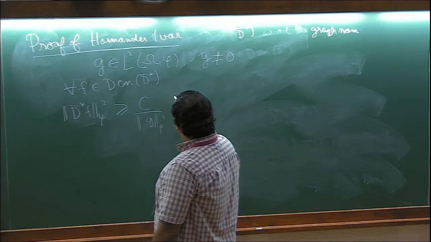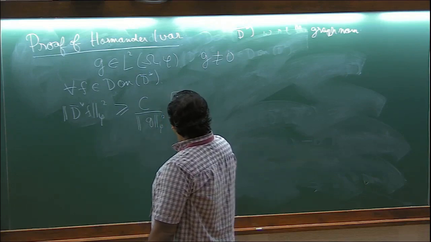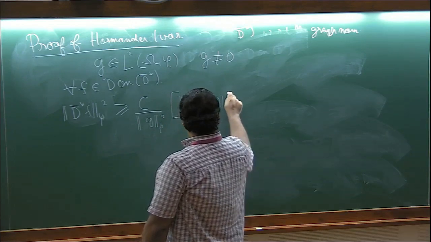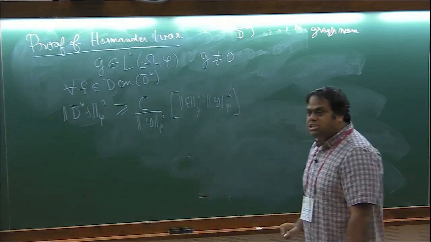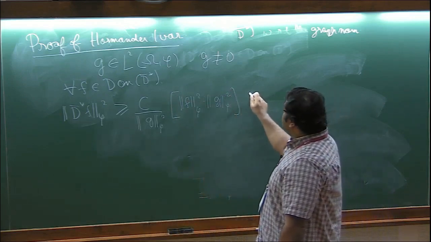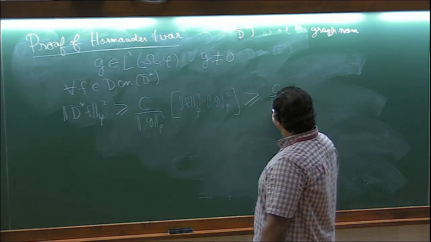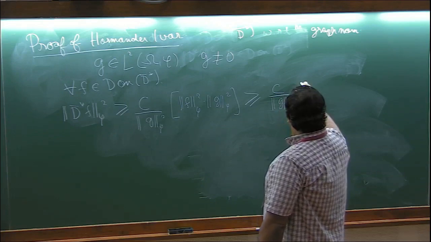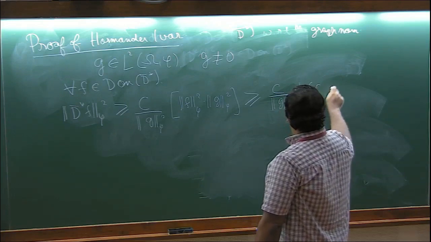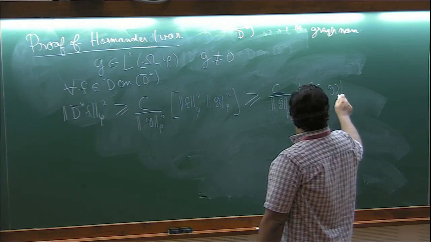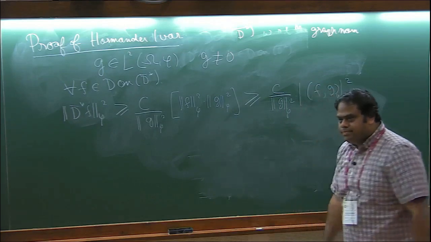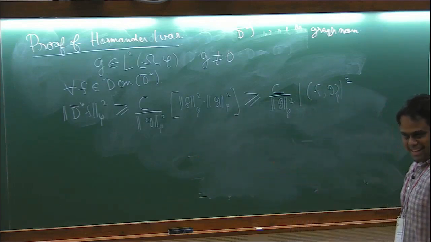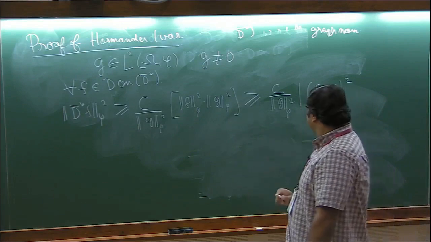And then what we have here is the length of F in phi squared, the length of G in phi squared. But then we can use the Cauchy-Schwarz inequality to say that this is greater than or equal to C times the length of g in phi squared times the inner product of f and g, in the phi norm squared. I do this so that I have exact parallelism with what we have there.